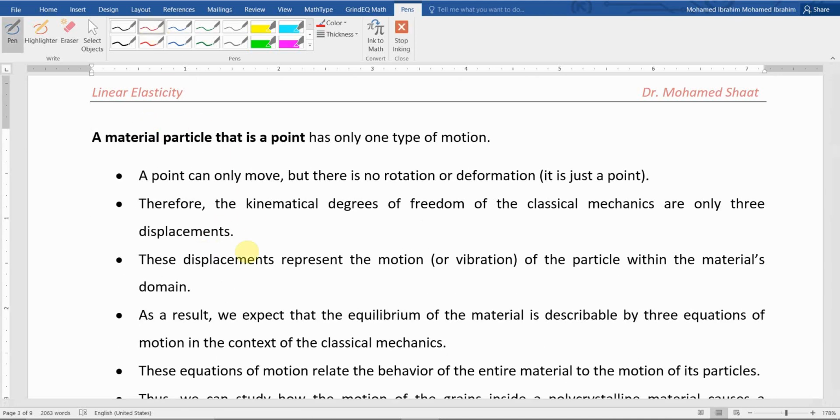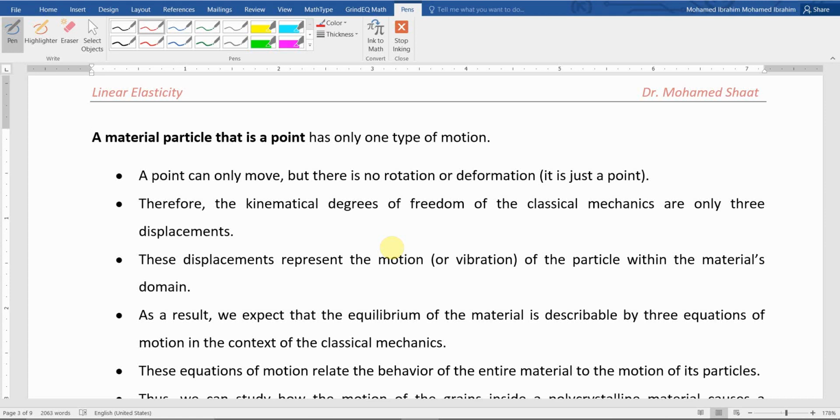So what does it mean? It means that if we are talking about a polycrystalline material, the particle in the mechanics represents the grain, and the condition is that the grain should be very small in size in comparison to the overall material size. So for example, as we mentioned, we gave an example of a cube of 1 millimeter size. A 1 millimeter cube contains so many grains.